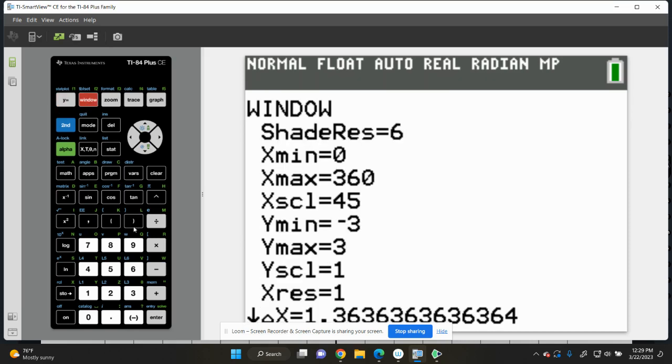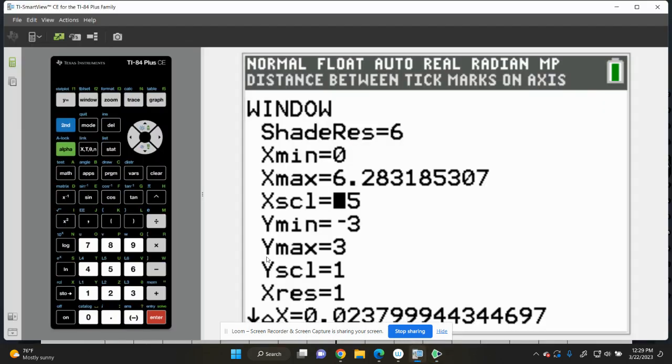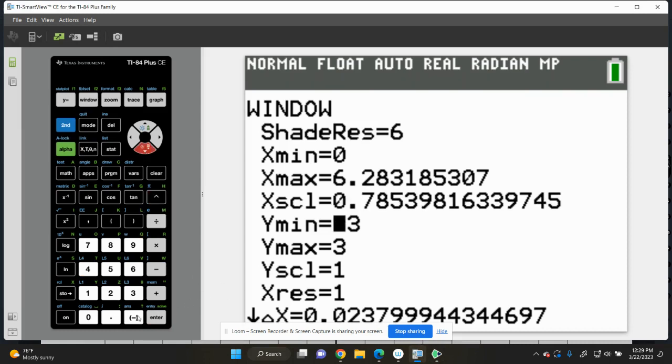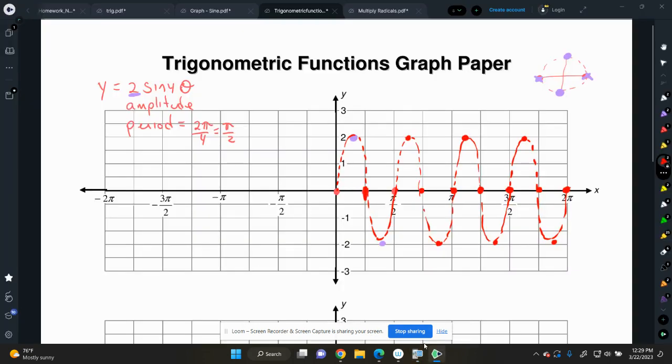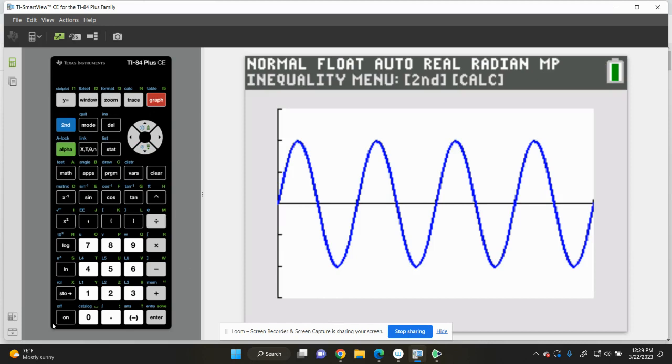Okay, so my window, I'm going to go from 0 to 2 pi. And again, when you press enter, it's going to change that. Okay, so looking at my graph here, each mark represented pi over 4. So I'm going to try to match my graph. So I'm going to do pi over 4 here. And we're going to go from negative 3 to 3. So when I graph that, sure enough, that's what my graph looked like. Okay? Questions on that? Okay.